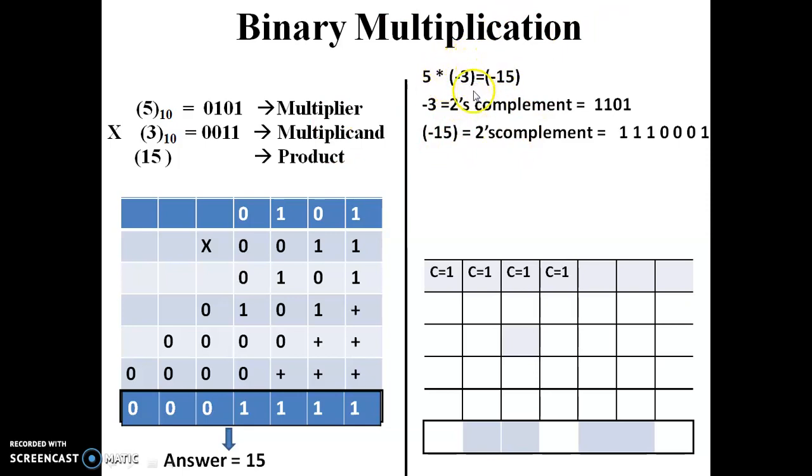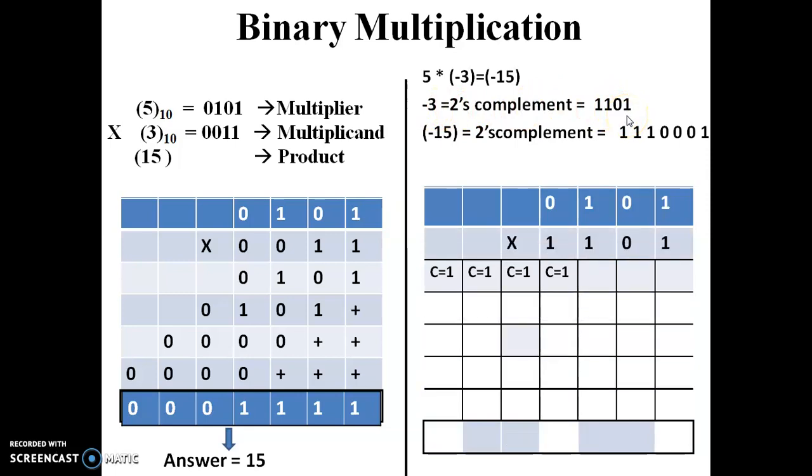So if I want to represent this minus 3 in the computer's memory, I have to first convert it into its 2's complement form. What is the 2's complement form of minus 3? It is 1, 1, 0, 1. So I will multiply 5 with the 2's complement form of minus 3, which is 1, 1, 0, 1. Here 0, 1, 0, 1 is the equivalent of 5, and 1, 1, 0, 1 is nothing but the 2's complement of minus 3. Now I will multiply and I will get the answer as 1, 0, 0, 0, 0, 0, 1.